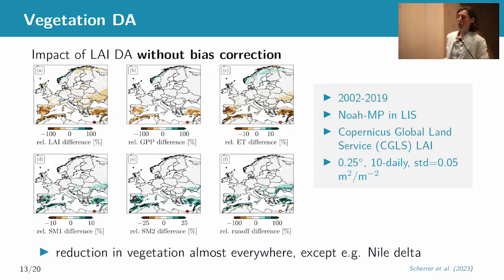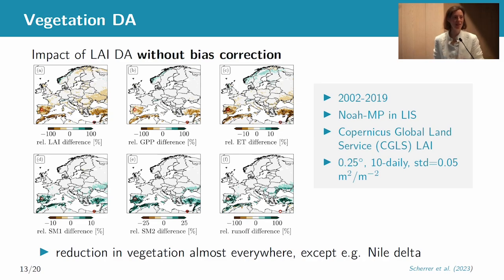The consequence of doing this type of data assimilation is that we are increasing our soil moisture everywhere because we're removing plants, right, our leaves. We're increasing the soil moisture and we're increasing the runoff. So the question is, is this actually a good thing? There's one exception here, the Nile Delta. It's hard to see, but there you don't have orange, it's actually green.